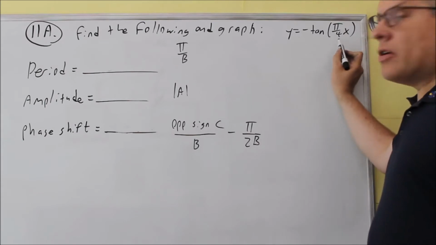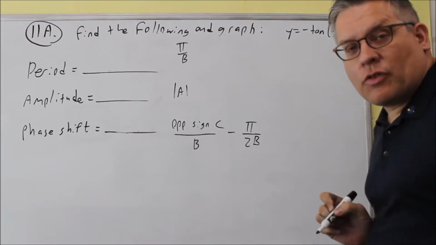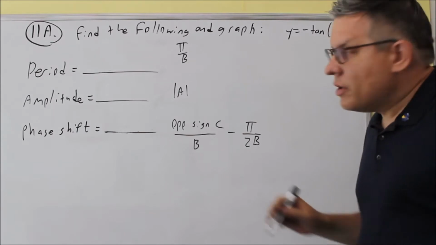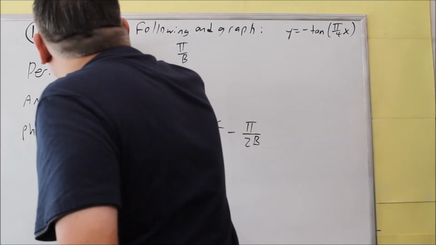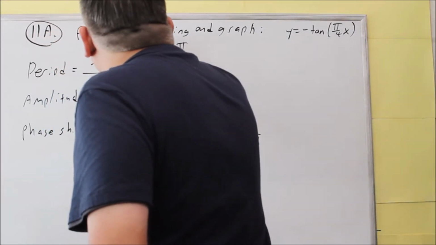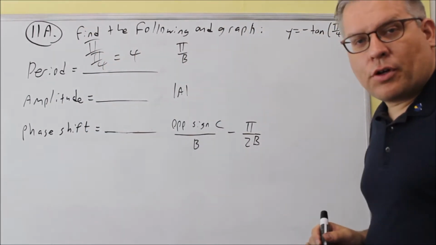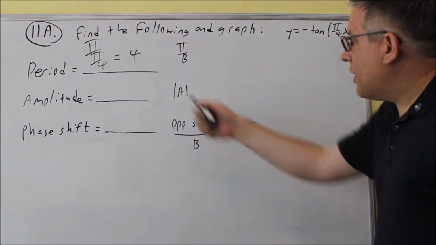In this case, your b value is pi over 4. So let's put that in for the period. It's going to be pi divided by pi over 4. And if you flip and multiply, you're going to get a period of 4. Next, let's do the amplitude.